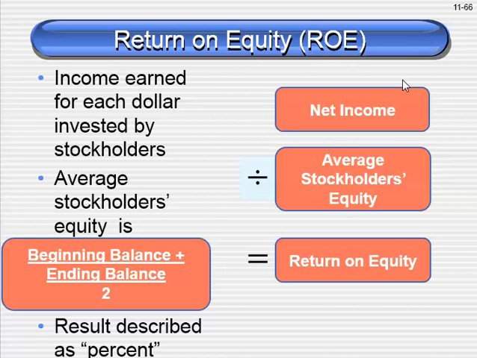Alright, let's look at return on equity. This is a really commonly used ratio. And essentially the question becomes, why do stockholders actually invest in a business? The reason is because they want to get a return on their investment. So they want to be profitable and make some money.